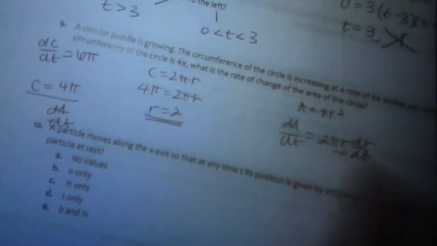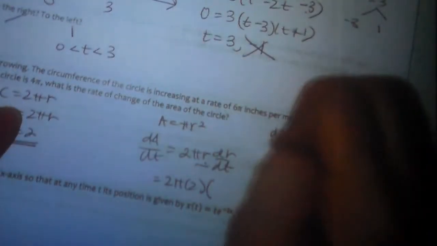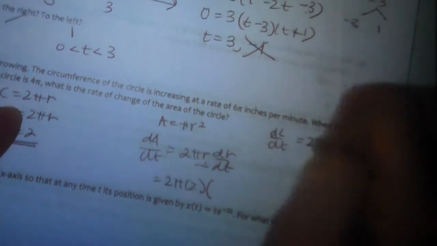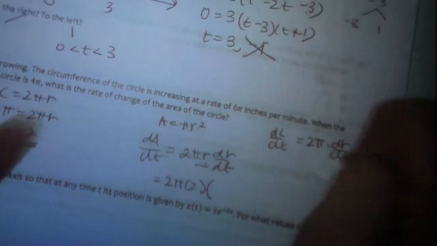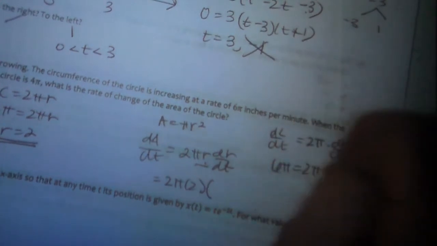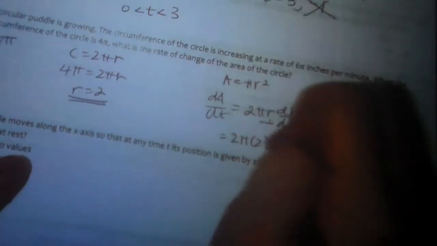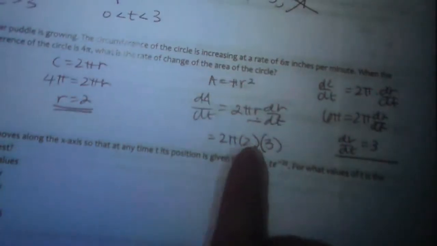And then to find dr/dt, because now I have r, now I need to find dr/dt, but see how it gave me dC/dt? So the derivative of C, dC/dt, is 2 pi times dr/dt. dC/dt is 6 pi, so 6 pi equals 2 pi dr/dt. So then dr/dt is equal to 3. And now this is 6 times 2, so the area rate is 12 pi. dA/dt is 12 pi.